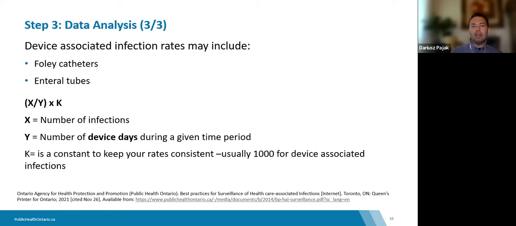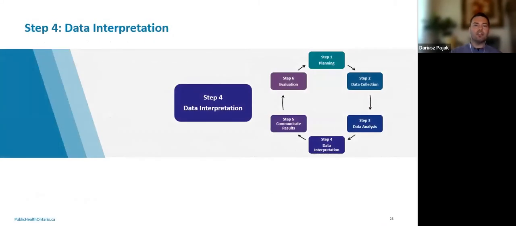And K again, which we mentioned is the constant, and here for device days, again, as mentioned earlier, would be 1,000. So it would be multiplied by 1,000 to get the rate per 1,000 catheter days. There are some resources such as the IPAC Canada Toolkit, which we'll actually cover shortly, that will provide you a lot of assistance in terms of calculating these rates, as well as generating graphs and other things that make it a lot easier and more efficient when looking at this type of information analysis.